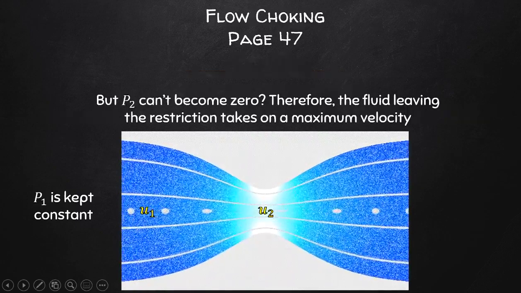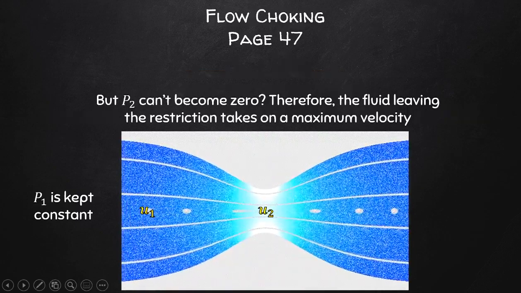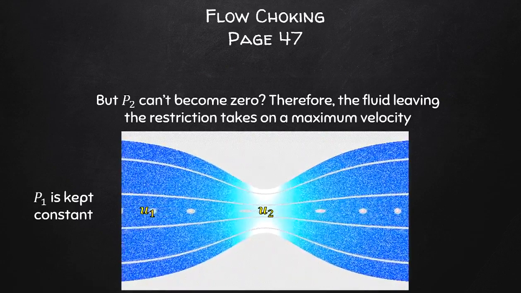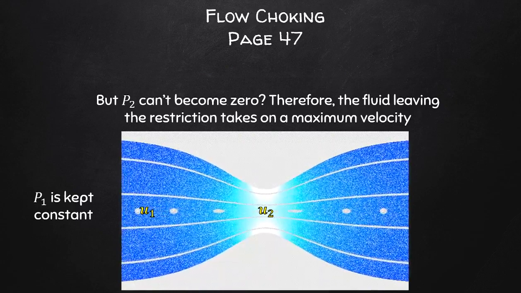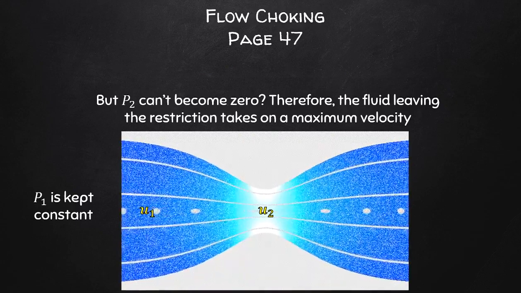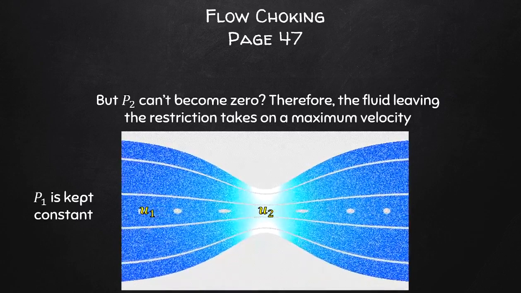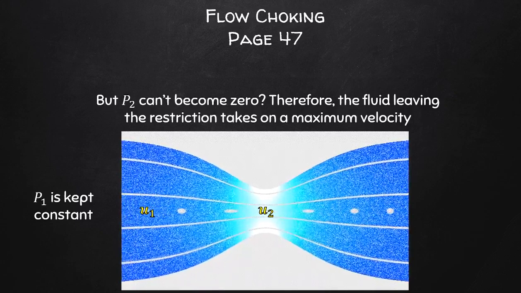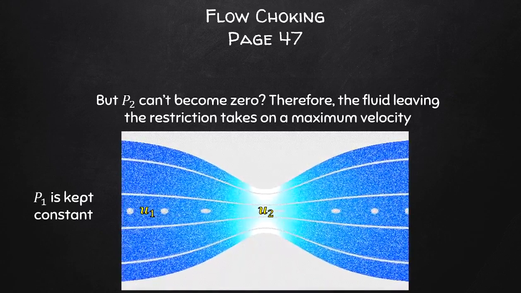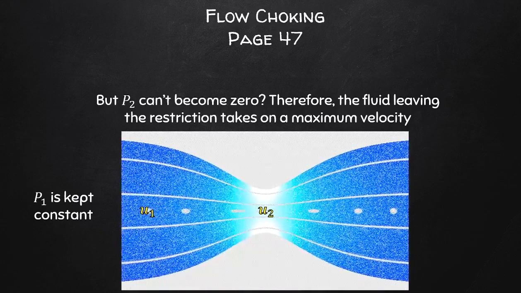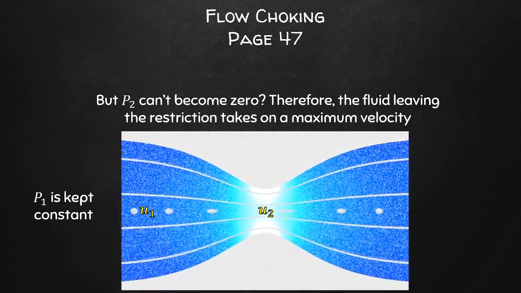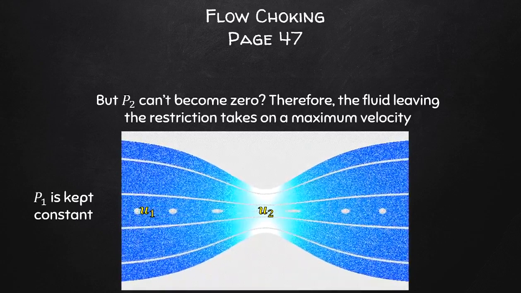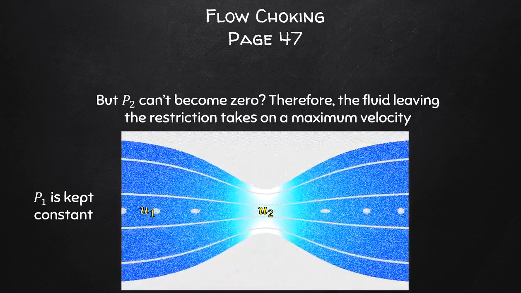But as I've said before, pressure can never drop all the way down to zero. This is because there is a limit to how fast the particles can travel through the throat. Therefore, the fluid reaches a maximum velocity through the throat, and this occurs when the throat is small enough, or the restriction is so small that you reach this maximum. It also has to do with the net sum of the forces over this control volume.